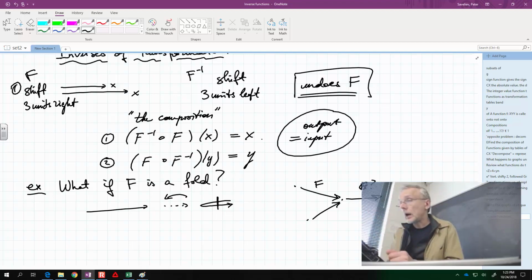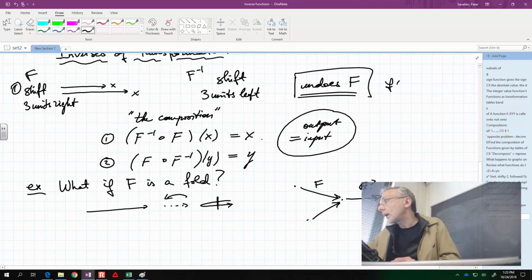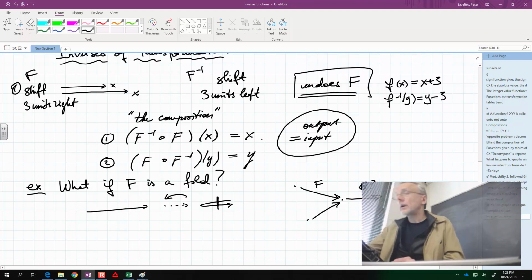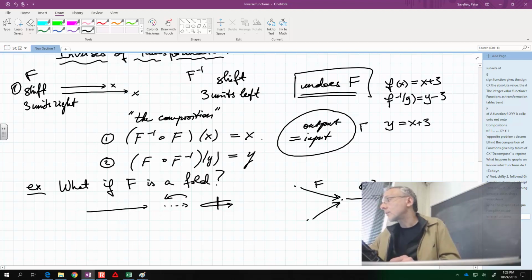Okay? So shift, the inverse of a shift is the shift of the same number in the opposite direction. You can express it algebraically very easily. Say f of x is equal to x plus 3. f inverse of y is equal to y minus 3. How do I know? I just substitute. So y is equal to x plus 3. That's my f. And then if I also write the inverse, f inverse is x is equal to y minus 3.